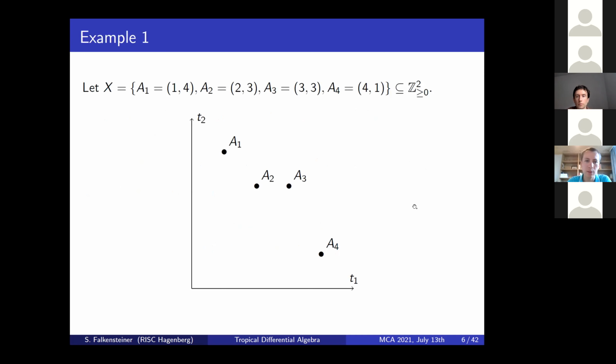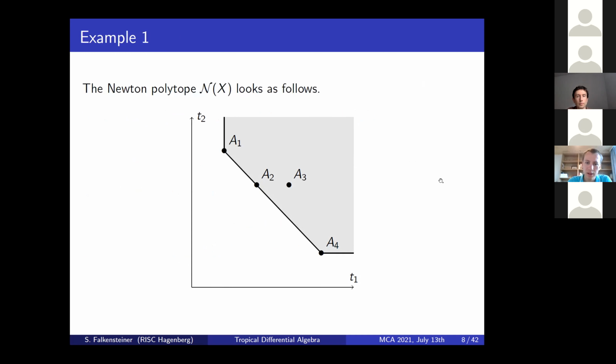So here is an example which should illustrate this. We have these 4 points given, and then we draw the Newton polytope. Then we take the convex hull of it, and it can easily be seen that A2 and A3 can be removed, and the Newton polytope does not change. But if A1 or A4 gets removed, it would change. So the set of vertices here is A1 and A4.